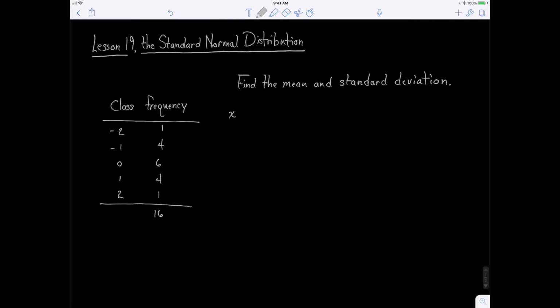So the mean, x bar, comes from this. We're going to take a -2 plus, we have a -1, but remember that we have 4 of those, plus 0, but we have 6 of those, plus, we have a 1, we have 4 of those, plus, it looks like 2, and we have 1 of those. So I'm going to add all those up, and then we'll divide by our total frequency of 16.